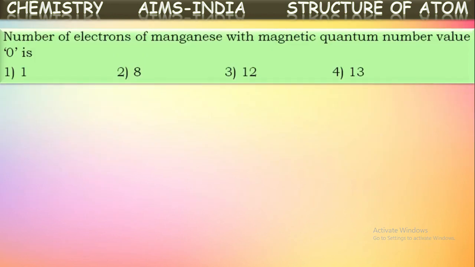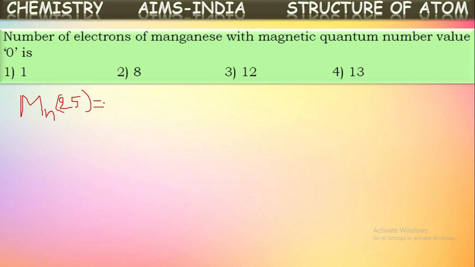One more question. The number of electrons of manganese with magnetic quantum number value 0. You're asking the number of electrons with magnetic quantum number m value 0. To know that, for this also first we have to write the electron configuration. So let us try to write the configuration of manganese. The atomic number of manganese is 25.